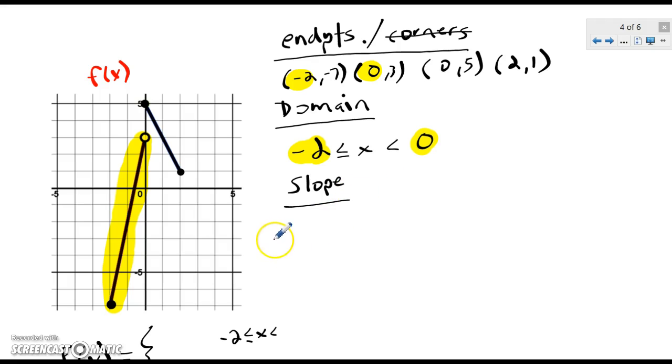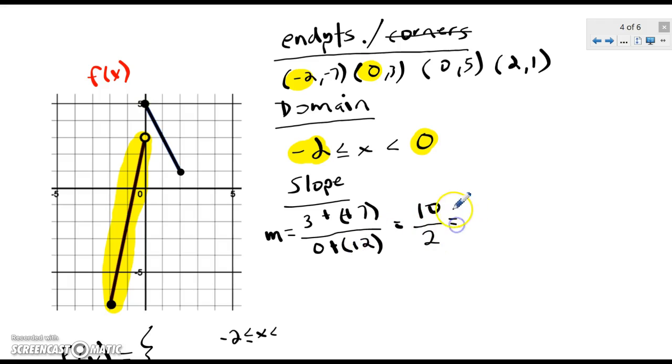The way we're going to do that is just use our slope formula that we've been using, right? We're going to take the endpoints. We're going to get 3 minus a -7 over 0 minus a -2. That's going to give us 10, because 2 negatives make a positive. 3 plus 7 is 10. And then at the bottom here, remember, 2 negatives make a positive. That's a 2. And our slope is actually equal to 5. So we have our slope.